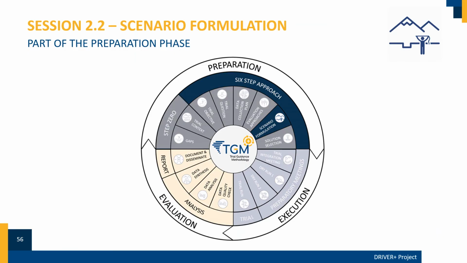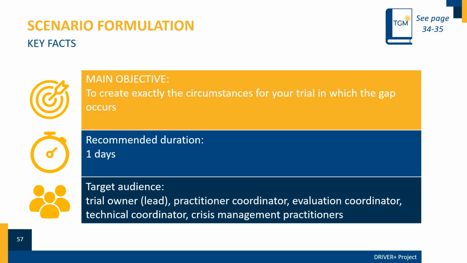Step 5. Scenario formulation. In a nutshell, your trial context gives you lots of opportunities to come up with a specific trial scenario. The scenario is dependent on different things: gaps, available practitioners, available facilities and equipment. You need to write a distinct scenario in the same way you would write a script for an exercise. Who does what, when, where, with what equipment? In other words, in which special situation do you want to face your gap? Think of this while choosing and selecting solutions.